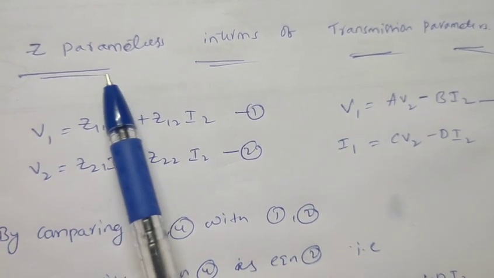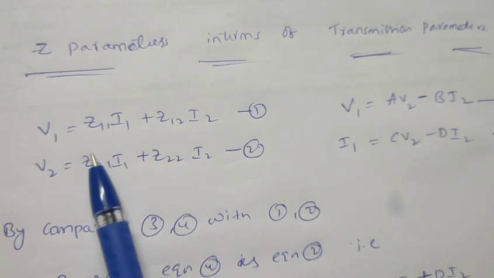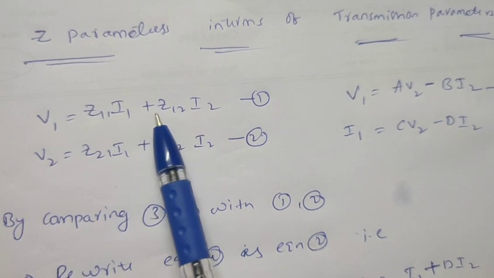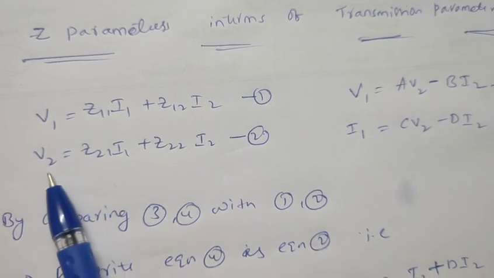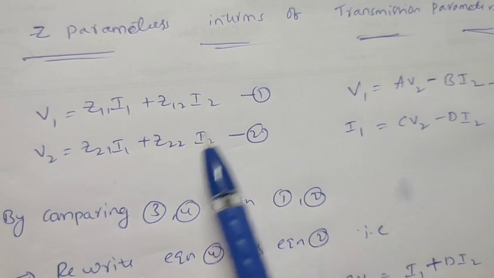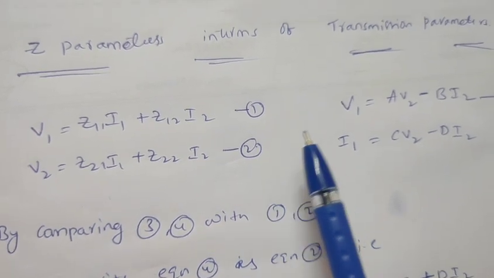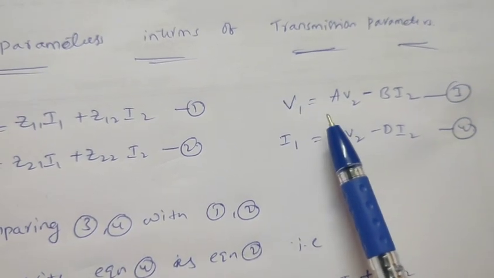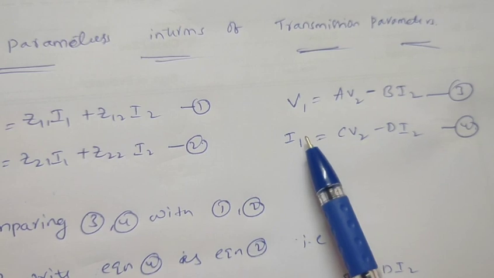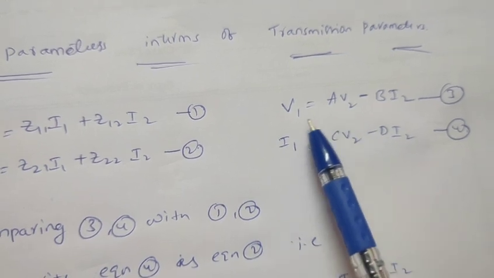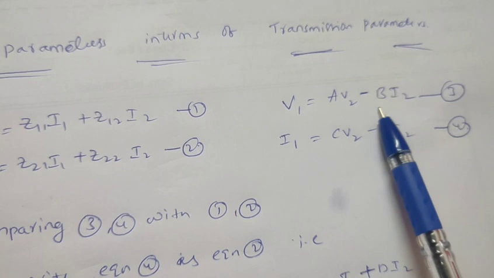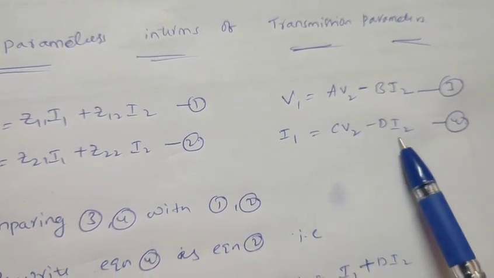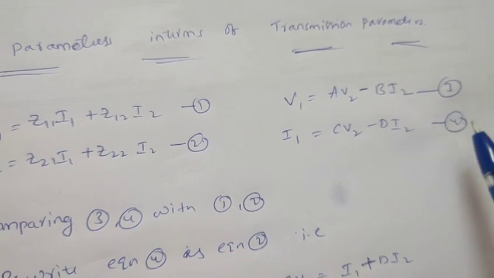For that purpose I am considering the Z parameter equations, which are the impedance equations: V1 is equal to Z11 I1 plus Z12 I2, V2 is equal to Z21 I1 plus Z22 I2. Make these equation numbers 1 and 2. And here I am taking the transmission parameter equations in terms of V1 and I1: V1 is equal to A V2 minus B I2, and I1 is equal to C V2 minus D I2. Make these equation numbers 3 and 4.